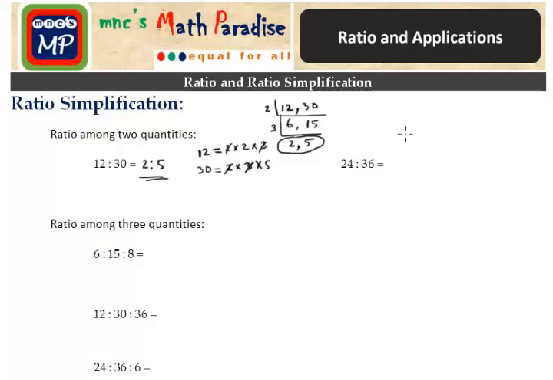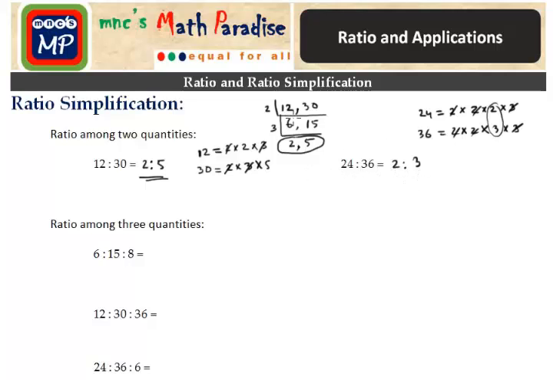First approach is breaking 24 into its small factors as a multiplication. So if we take 2 common, it will be 12, 2 common it will be 6, 2 common it will be 3, then 3. And 36, if we take 2 common it will be 18, 2 common it will be 9, 3 times 3. So we can write like this. Now if we cancel 2 and 2, 2 and 2, and 3 and 3, we will end up with 2 and 3. So the simplified version of 24 ratio 36 will be 2 ratio 3.